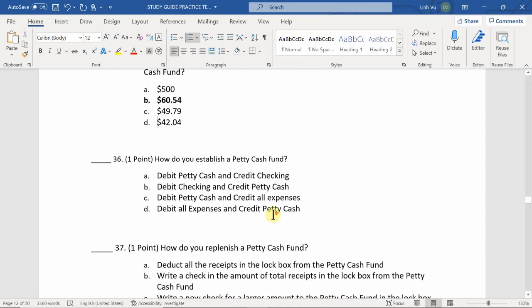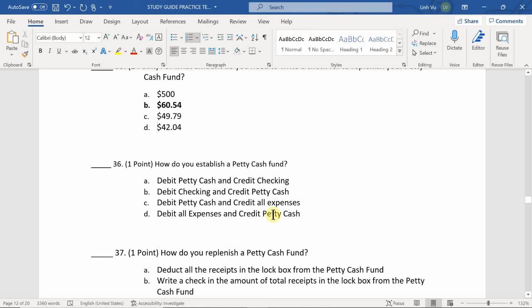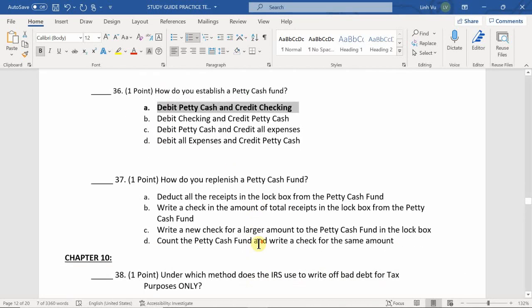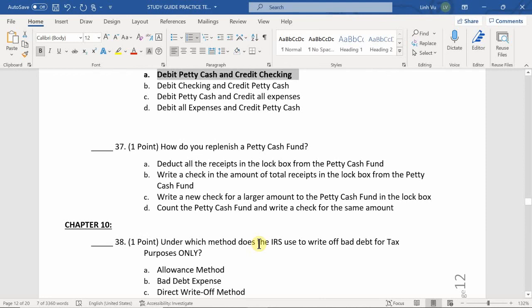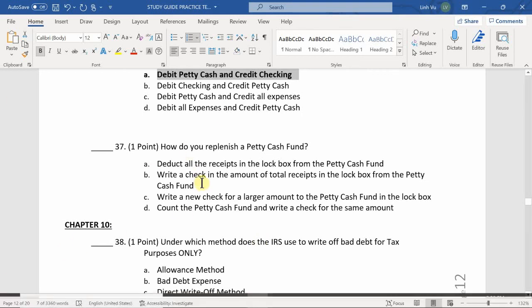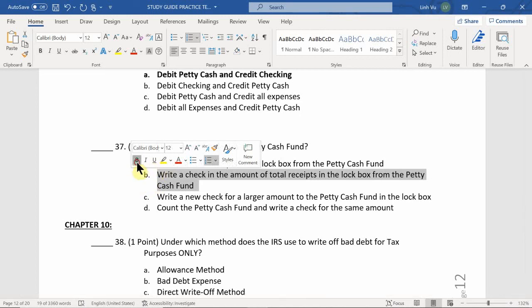Question number 36 is, how do you establish a petty cash fund? Cash and credit checking. Good. Number 37, how do you replenish a petty cash fund? Write the check the amount of the total receipts. B, yep, that's correct. You're going to write a check in the amount of the total receipts in your petty cash drawer.